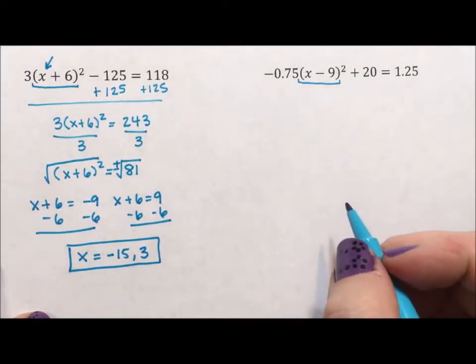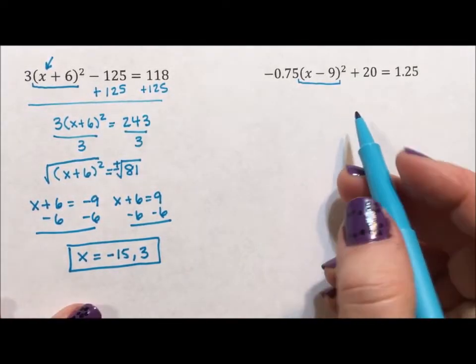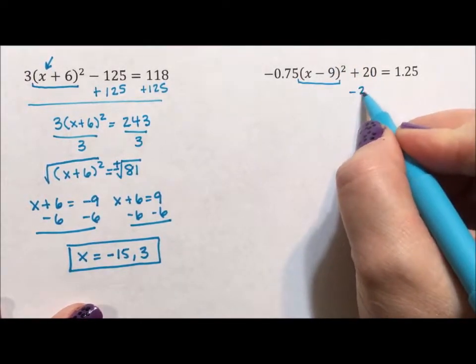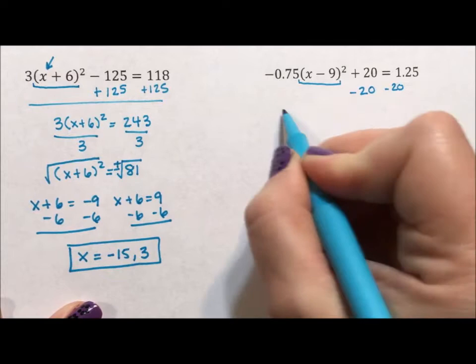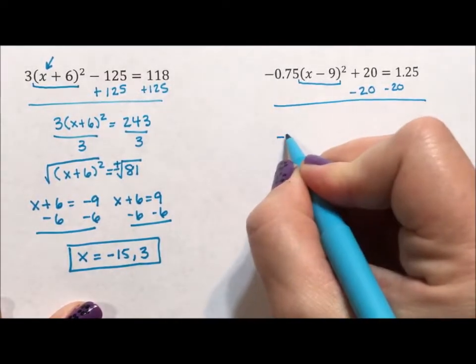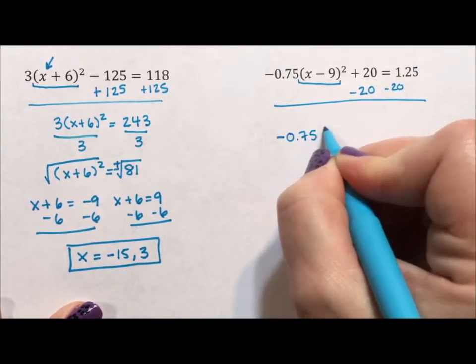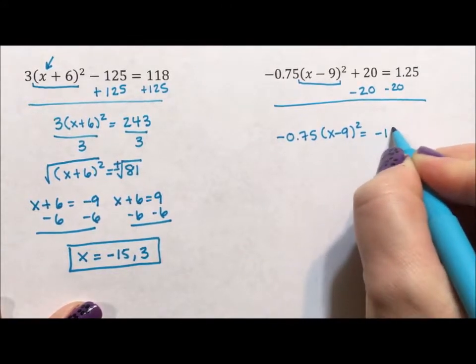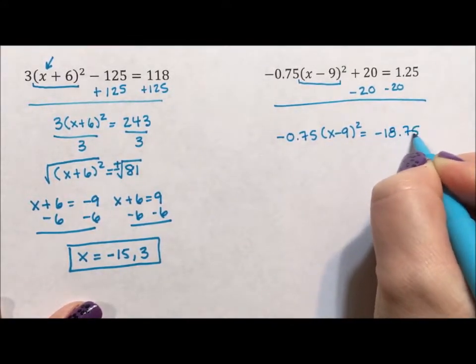Okay, I'm going to do the exact same thing for this next one. I'm going to isolate my variable. I'm going to subtract 20 from both sides so that I have negative 0.75 times (x minus 9) squared is equal to negative 18.75. Now don't be fooled.